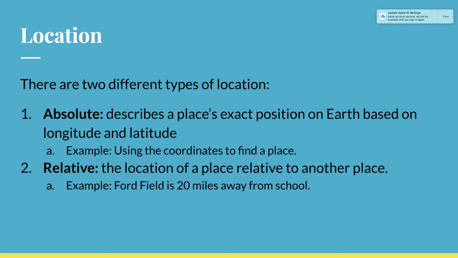So, the first theme that we're going to go over is location. There are 2 different types of locations. There's one, absolute. Absolute really describes a place's exact position on Earth based on longitude and latitude. So remember last week we talked about those lines, and when they intersect, probably creating a plus sign, you can pinpoint the exact position of a place on Earth using those lines.